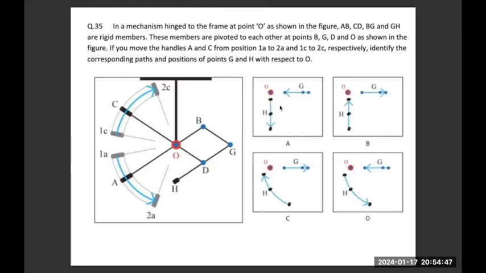In the mechanism hinged to the frame at O, this is a hinge. In the figure, AB, CD, BG, GH are rigid members. The members are rigid, not the joints, okay? The line is rigid. These members are pivoted to each other at points B, G, D, O. If you move the handles A and C in this direction, from 1A to 2A or 1C to 2C, identify the corresponding paths of G and H, just those 2 points.